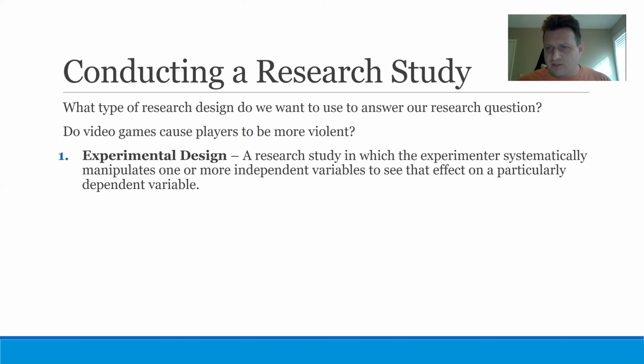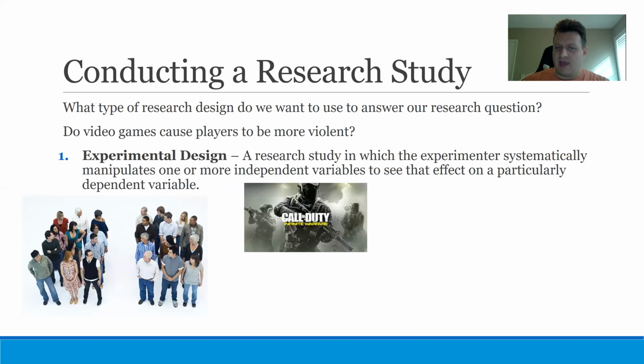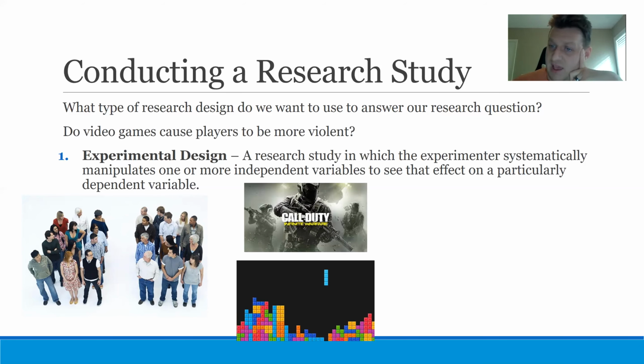So to do a study like this, we might randomly select, go out into a population, and grab some individuals that are going to participate in our study. Half of them, we get them to play a violent video game, maybe something like Call of Duty. And the other half, we get them to play a video game that's not violent, maybe something like Tetris, maybe something like Animal Crossing. So half of our subjects play Call of Duty, the other half play Tetris.